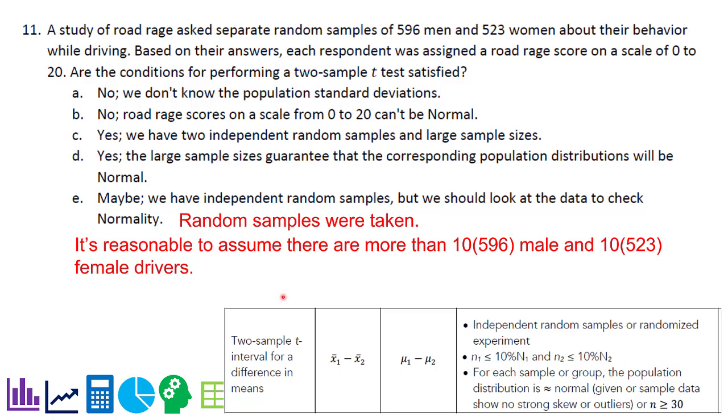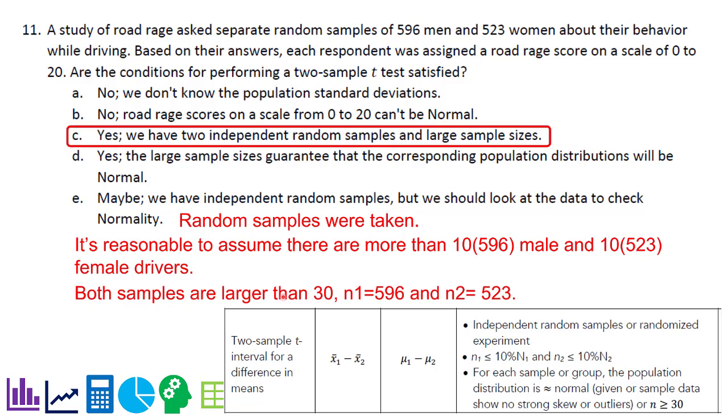And then finally, looking at the data, both samples are larger than 30. So we have met all conditions. We have 2 independent random samples and large sample sizes.